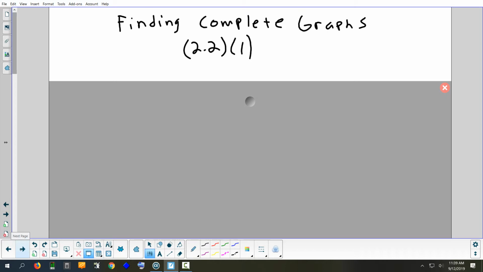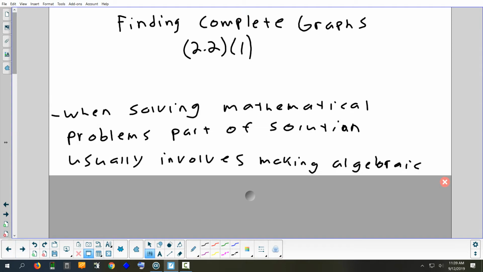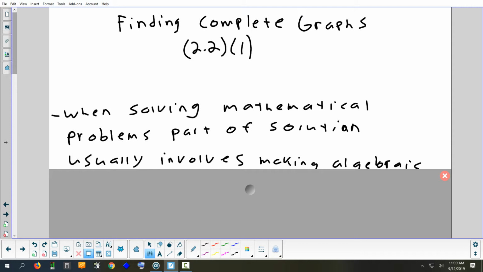Great. So let's look at the last part of the lesson for today. 2.2, part 1. So remember, when you find a complete graph, that's not something you really do on paper. It's something you do on the calculator, and you write down the x-min, x-max, y-min, y-max on paper.